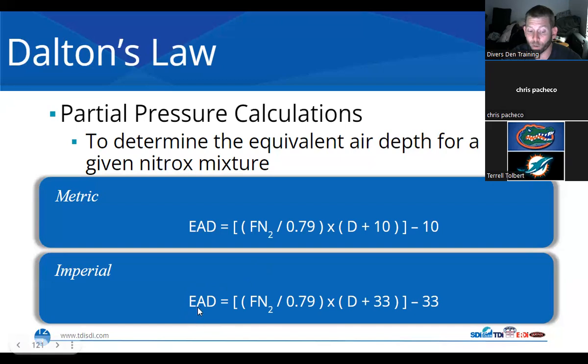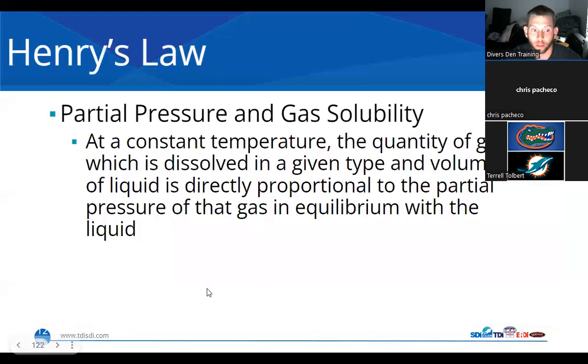So what you use equivalent air depth for is if you're using Nitrox and all you had was an air table, you would use this equation to convert your Nitrox mix to an equivalent air depth, and then use that air table with the equivalent air depth. Does that make sense? Yeah, so you run the equation, whatever number you get, you look at the chart, and then you treat that Nitrox mix like it's air at the equivalent air depth. That's it. Okay.